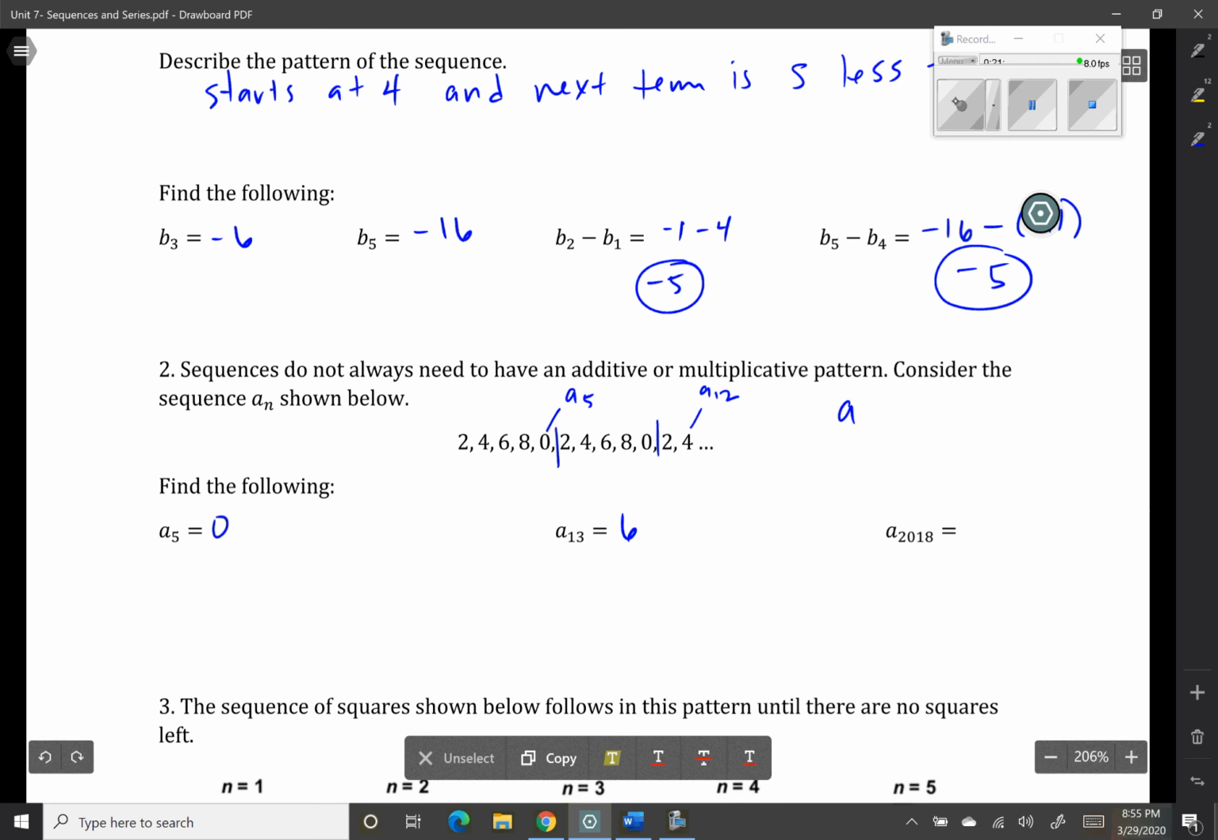At A sub 2015, which would be a multiple of 5, right? Where would I be? I would be back at 2. So if I want to find the 2018th term, it would be 3 more than 2. So here's 2015. This would be 2016. This would be 2017. This would be 2018. That's the term we want, is 8. 2019 would be 0. And then 2 would be at 2020, which would be another multiple of 5. That's how we would do that question. We're just seeing what the sequence is telling us.